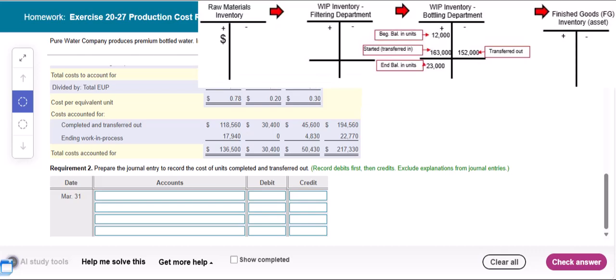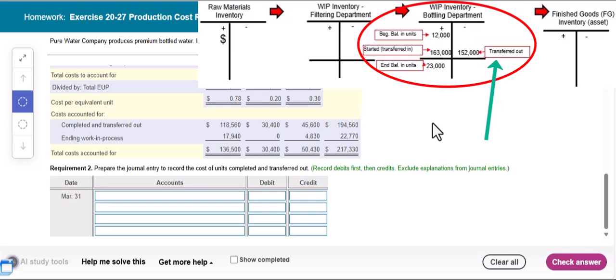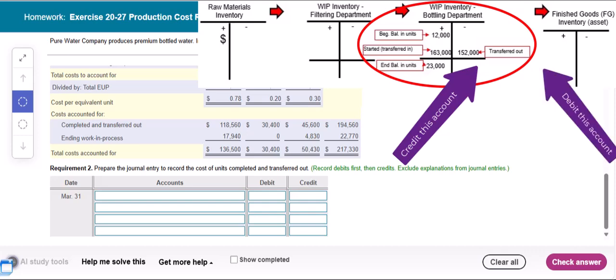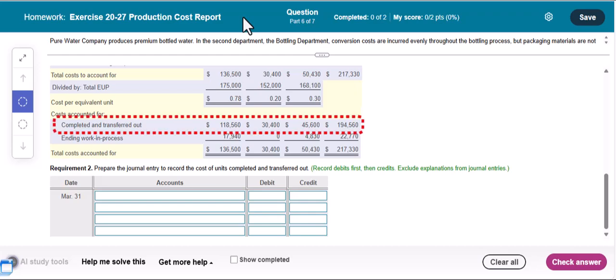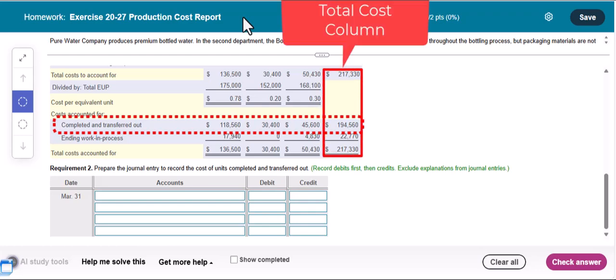So as a reminder of what that workflow looks like, we're working with the bottling department. We're trying to figure out, of these 152,000 units that are completed and transferred out, what was their cost? And once we figure out their cost, we're going to lower the bottling department by that amount and increase the finished goods inventory by that amount. So the whole reason we do the production cost report is to try to get this completed and transferred out total costs.